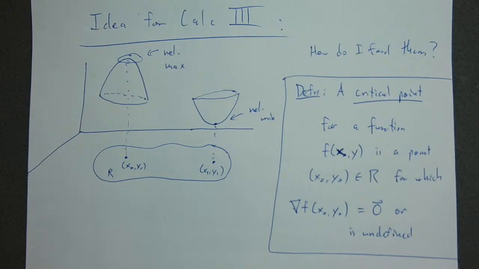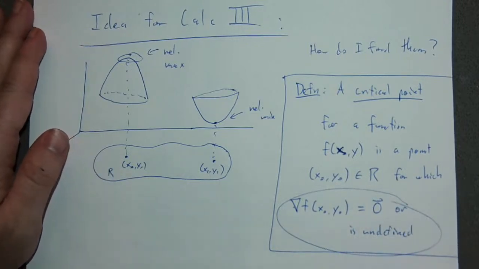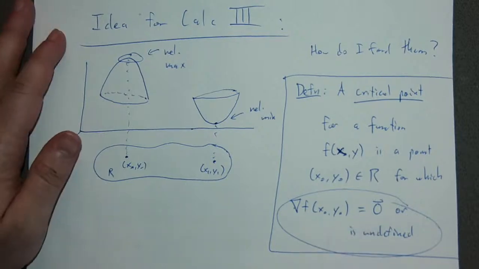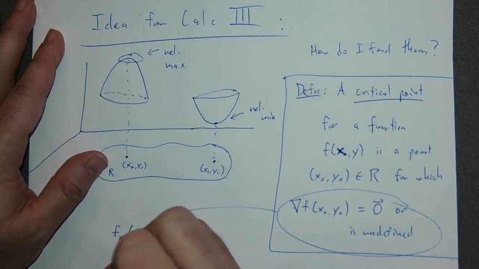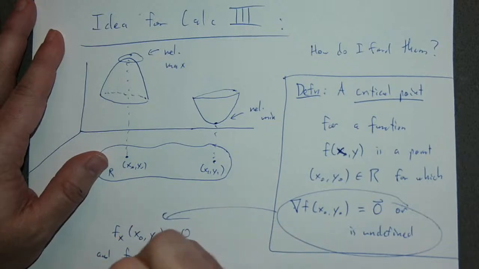Now, this is exactly like our definition for Calc 1, except our gradient now replaces the role of the first derivative. Of course, what does this condition mean? If the gradient is equal to the 0 vector, it means both components are 0, but the components of the gradient are the x and y partials. So really what this means is that the x partial of f at (x naught, y naught) is 0, and the y partial of f at (x naught, y naught) is 0.